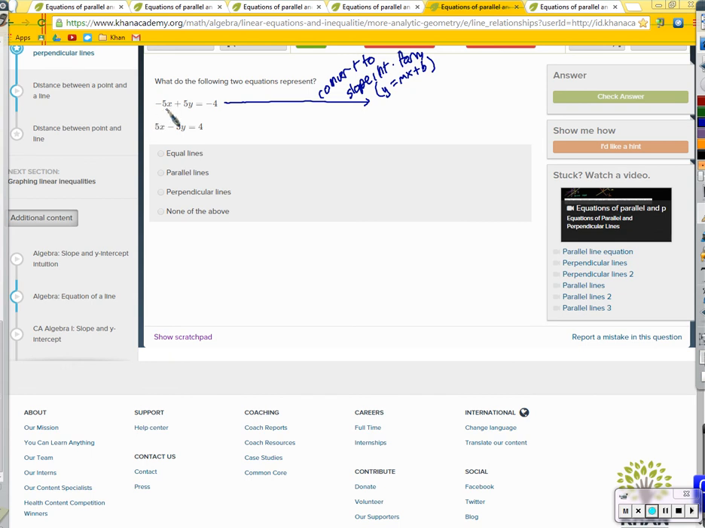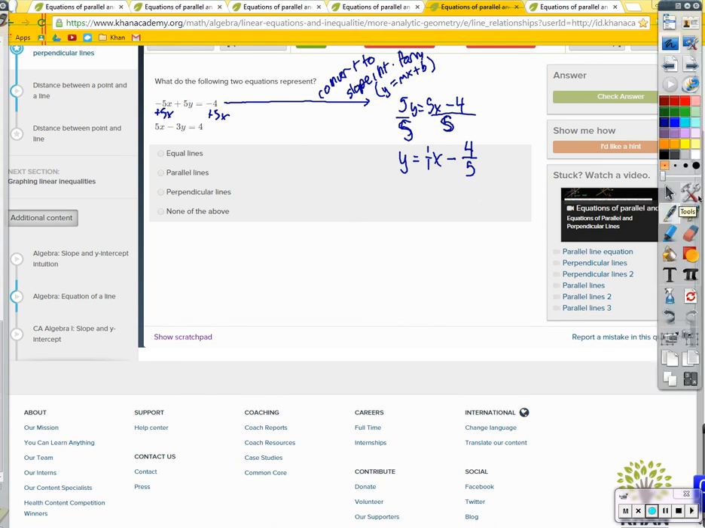The negative 5x, how do I cancel out the negative 5x? Add 5x. So we are now with 5y equals 5x minus 4. Now we're at that last step. Divide by 5. Y equals 5 divided by 5 is 1, right? 1 times x, 1 over 1 if you like, minus 4 divided by 5, 4 fifths. All right, so the slope of this line is 1 over 1, whatever you like.